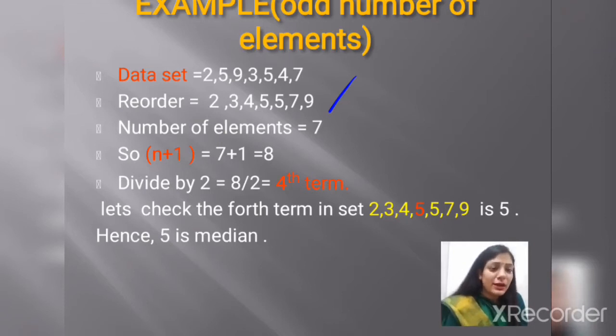The number of elements in the set is 7 and we have to find the median, so we have to find n plus 1 divided by 2. N is 7 and plus 1 becomes 8, divided by 2. So 8 divided by 2 is equal to the 4th term. So check the 4th term in the ordered set. You can see that 5 is the median of the data set.